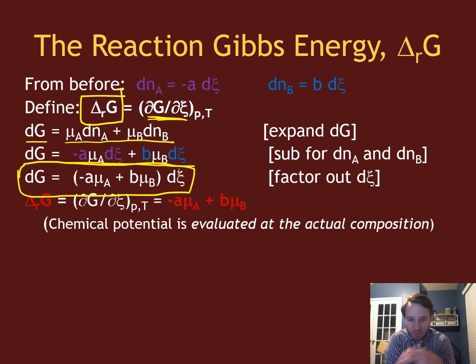And these chemical potentials, mu_A and mu_B, depend on the actual composition that's occurring in the reaction. So they're dependent upon the mole fraction of A, the mole fraction of B, and things like that.